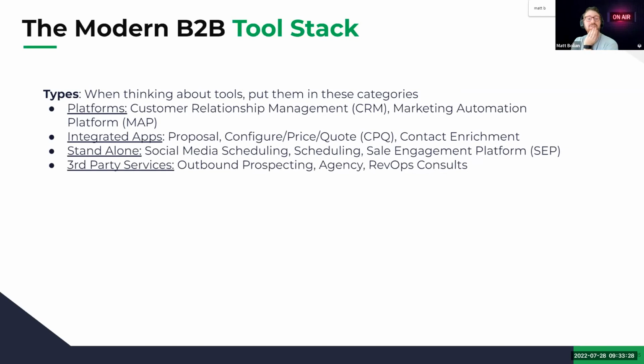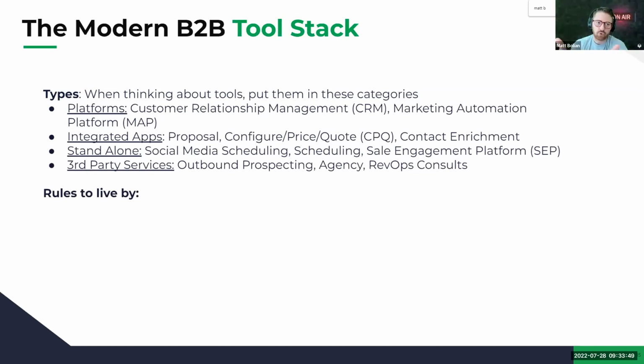Last are third-party services. This may be a call center. This may be somebody doing outbound prospecting for you to secure meetings. It might be an agency that's doing inbound, or it might be a RevOps consultant helping you think through all of this. So these are the four categories you're thinking about when you're standing up your tech stack and your services.